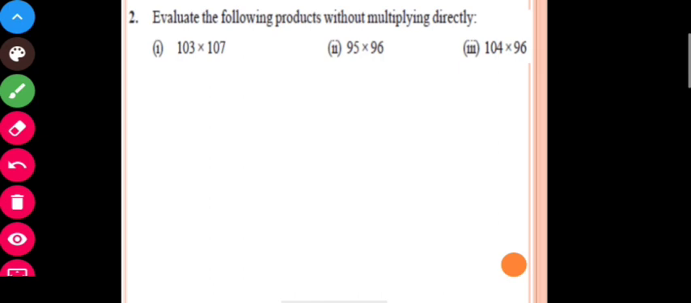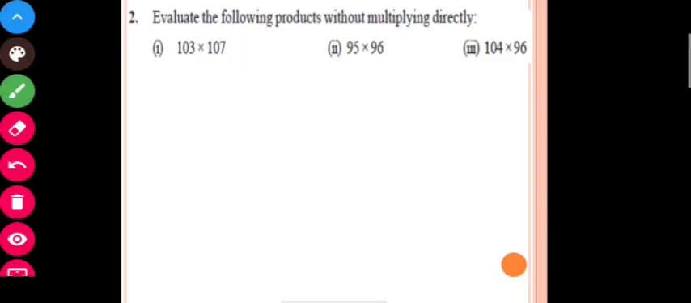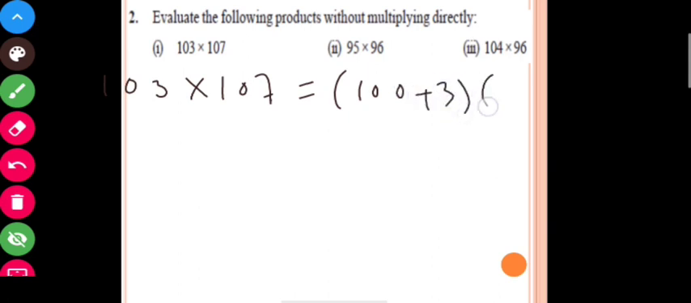Let us see how. Students, let me do the first part for you. So here the first part is 103 into 107. Okay, students, shall I write it as 100 plus 3 and 100 plus 7?